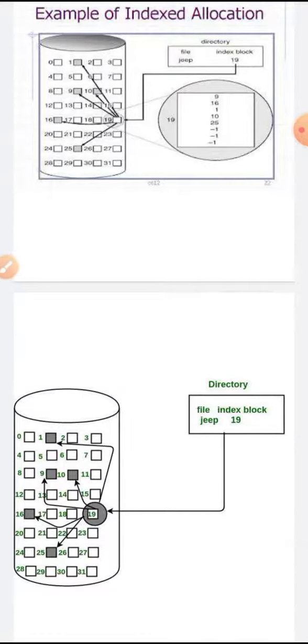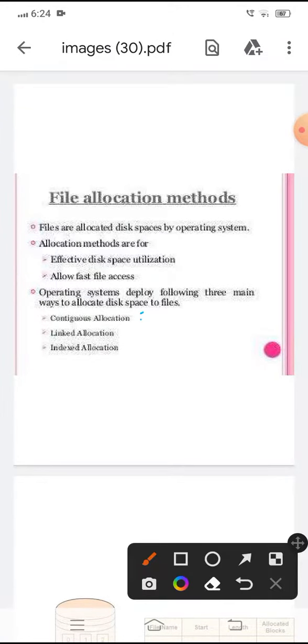Hope you all understood all the three types of file allocation methods. What are they? Contiguous, linked allocation and indexed allocation.